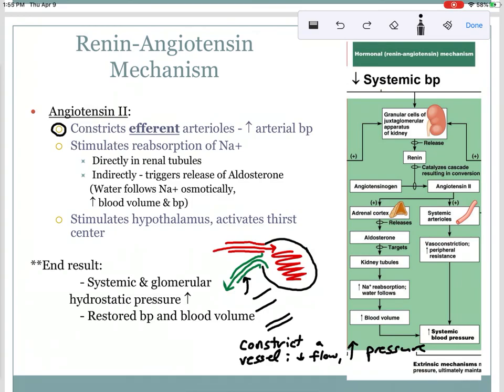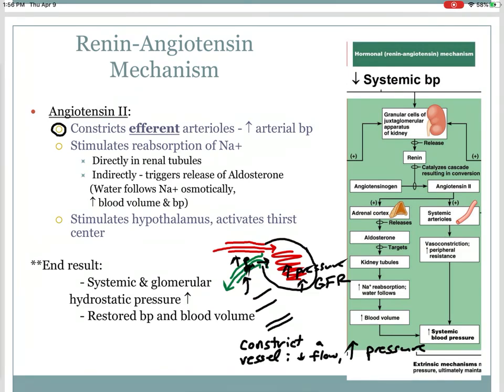So if we constrict the efferent arteriole, it's going to increase the pressure here. And by increasing the pressure, there's actually more of a force coming back this way. It's almost like an afterload, if you think about the heart chapter. So there's a back pressure coming back into the glomerulus, and what it will do is it will increase the pressure overall in the glomerulus, and it'll increase filtration rate. Wow, how cool is that?